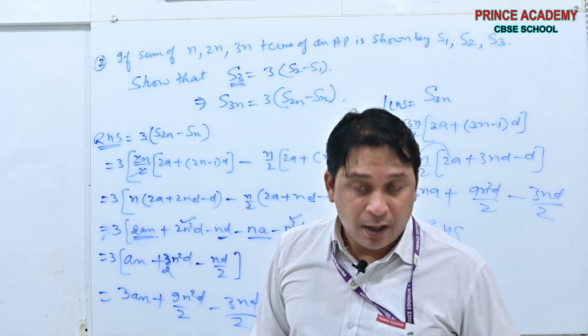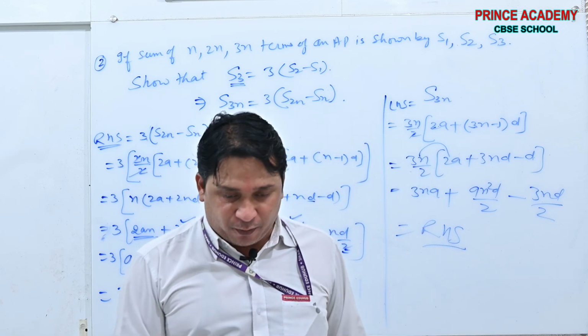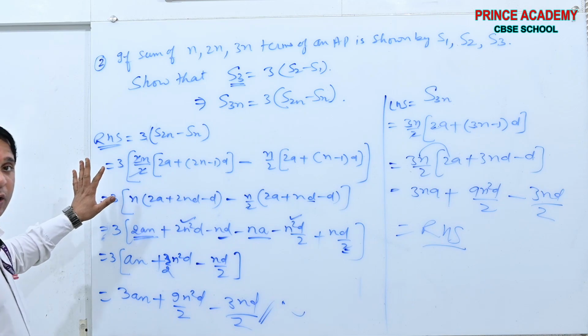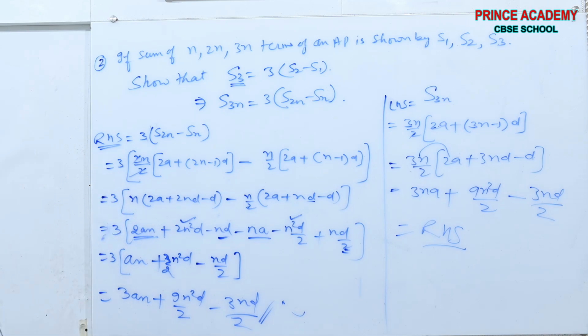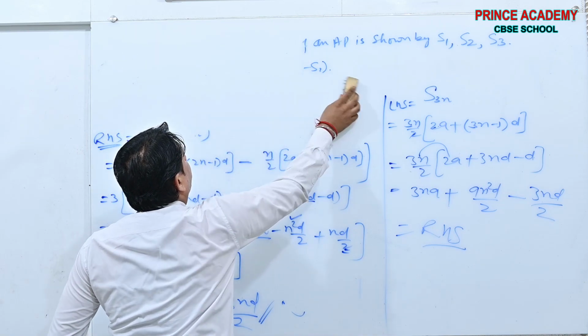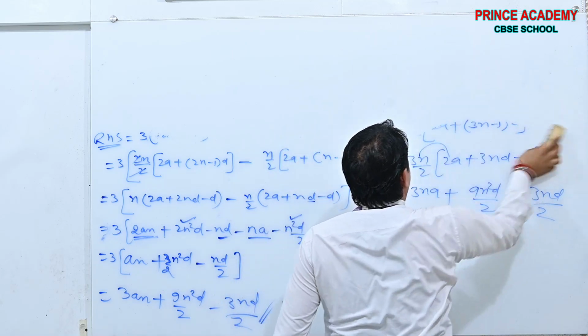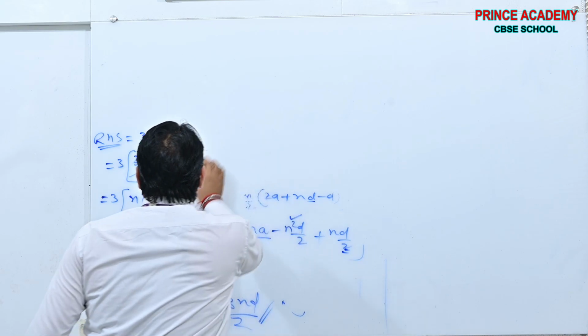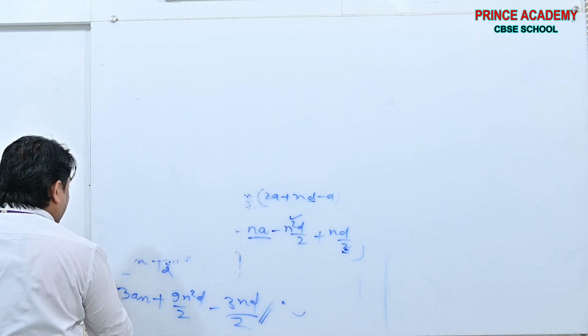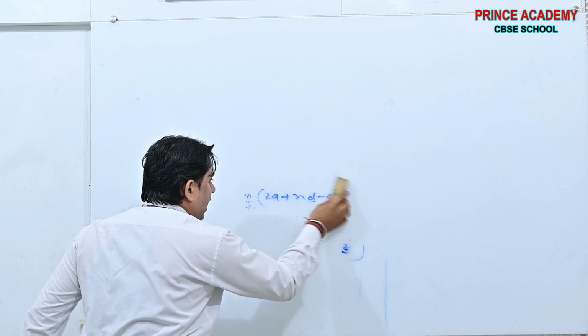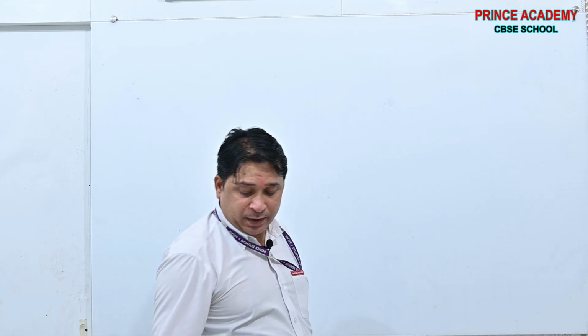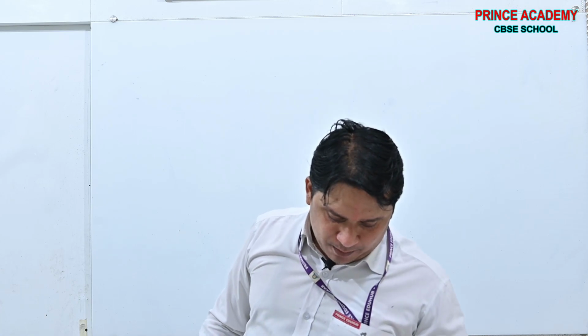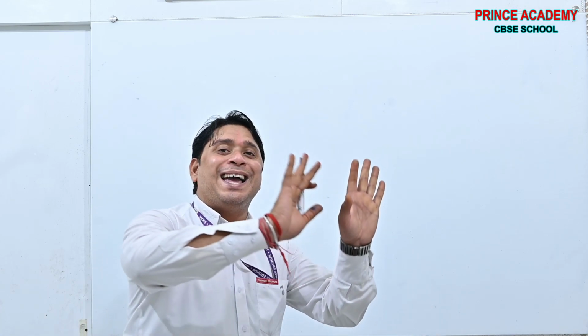Done. Okay. Now a same type of question we are going to do. You have taken the screenshot. Done. Now see. The next question we are going to discuss is again related to this criteria. Okay. Everybody please pay attention. See what is the question. If Sn denotes the sum of n terms for any AP.